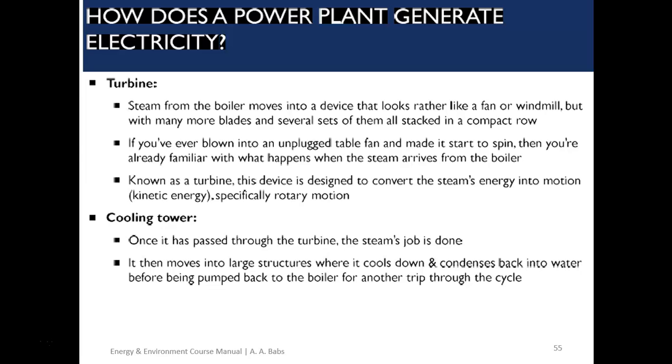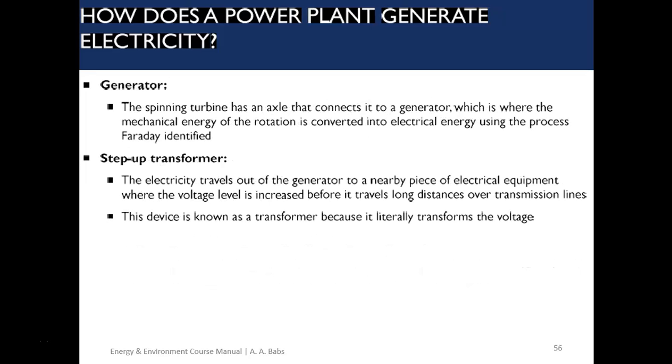in this power plant. And then we have the generator. The generator spins. The spinning turbine has an axle that connects it to the generator, which is where the mechanical energy of the rotation is converted into electrical energy using the process identified by Faraday.